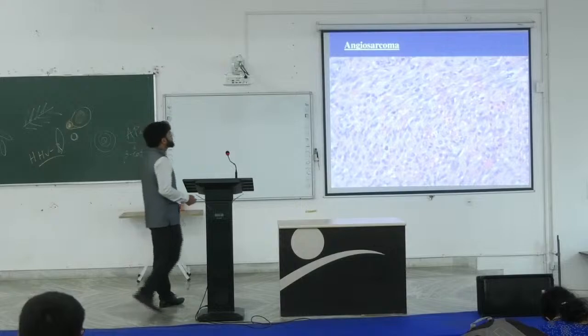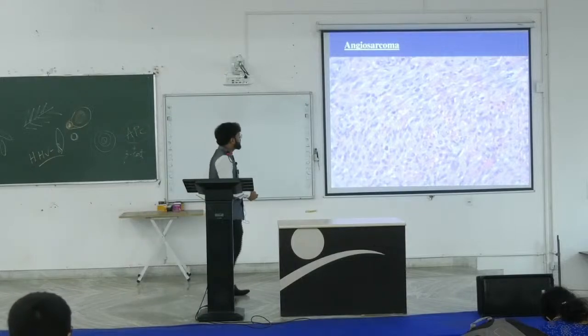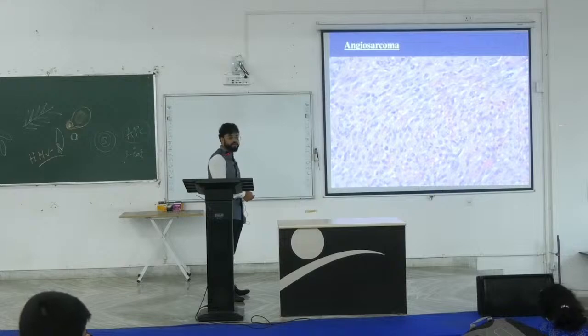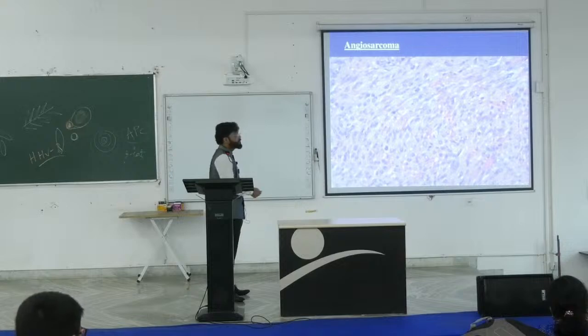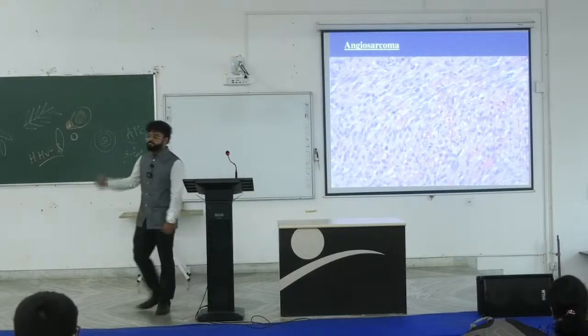See, there is extravasation of the blood, that is RBC, and these are all malignant cells arising from the endothelium, and they have a high NC ratio, atypical mitotic figures, vesicular nuclei, prominent nucleoli, everything that suits a malignant feature.